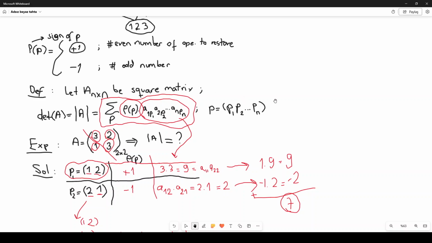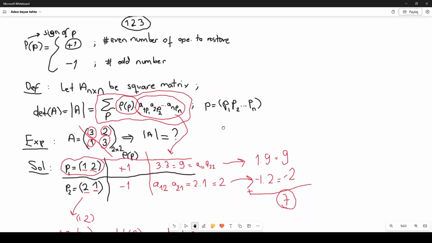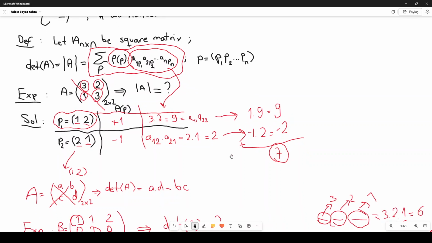But if the number of these interchange operations is an odd number, then the sign of the permutation is -1. Okay. And the definition of the determinant is directly related to this concept of permutation and its sign, because we take the summation over permutations to compute the determinant in this formula. So we just multiply the sign of each permutation by the multiplication of the corresponding entries.